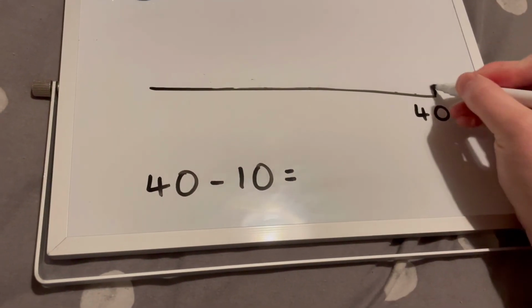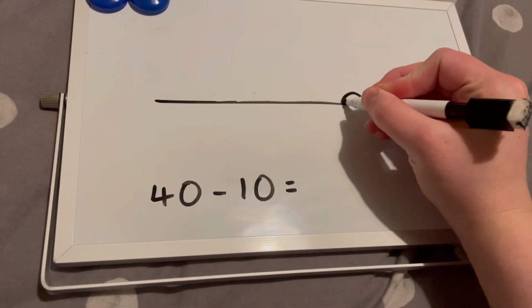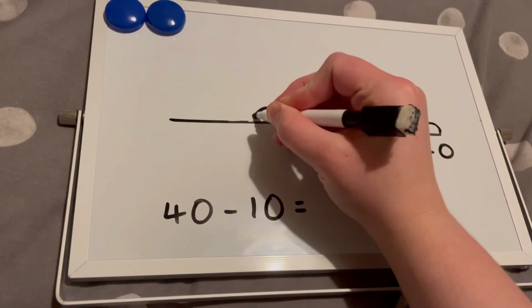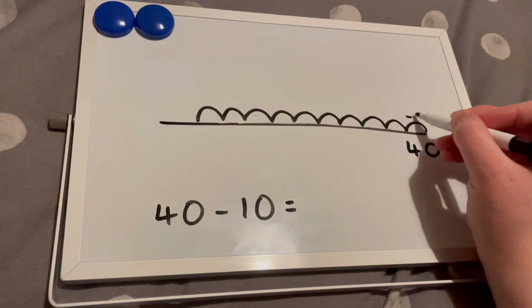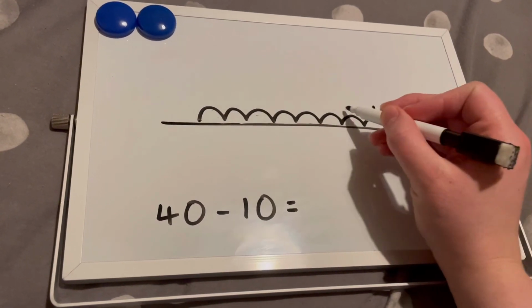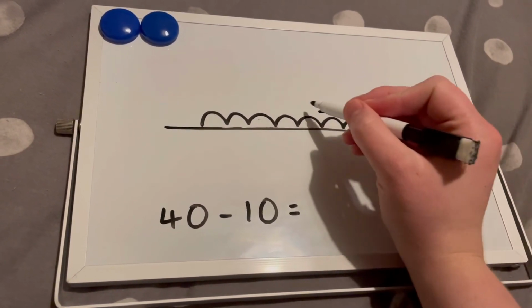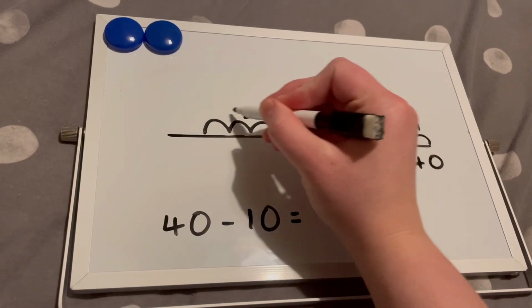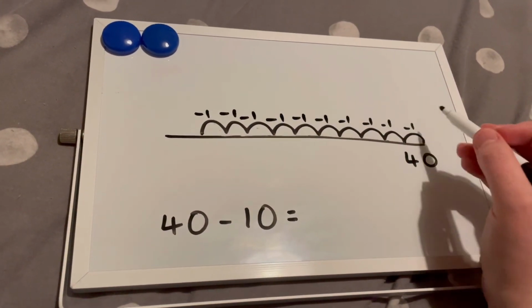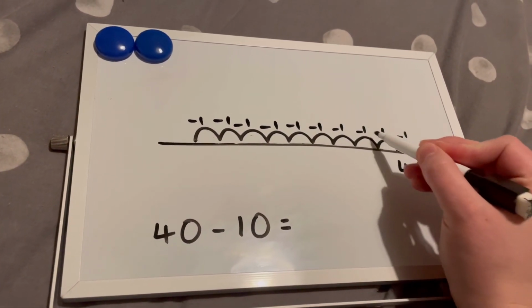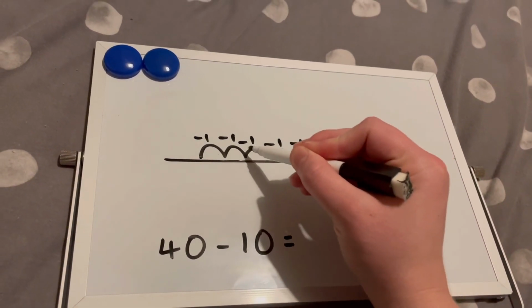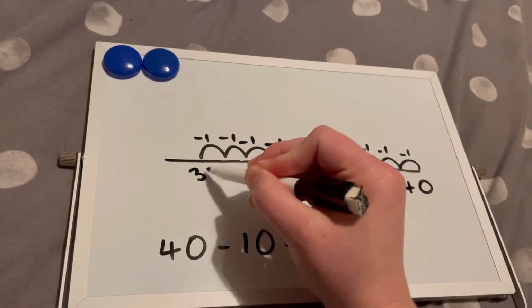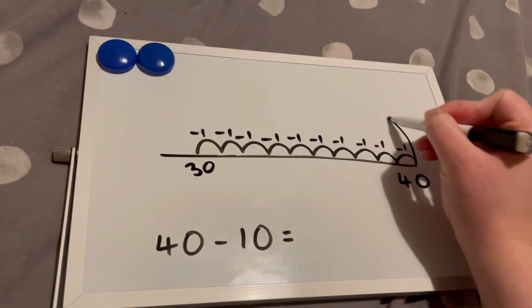So again, here I am with my whiteboard, and this time I've drawn an empty number line and I've added the number 40 on there. And as you can see, I've drawn out 10 jumps. So I'm just making sure that I've counted out 10 jumps correctly. And then I'm going to count back. So I've got 40, 39, 38, 37, 36, 35, 34, 33, 32, 31, 30.